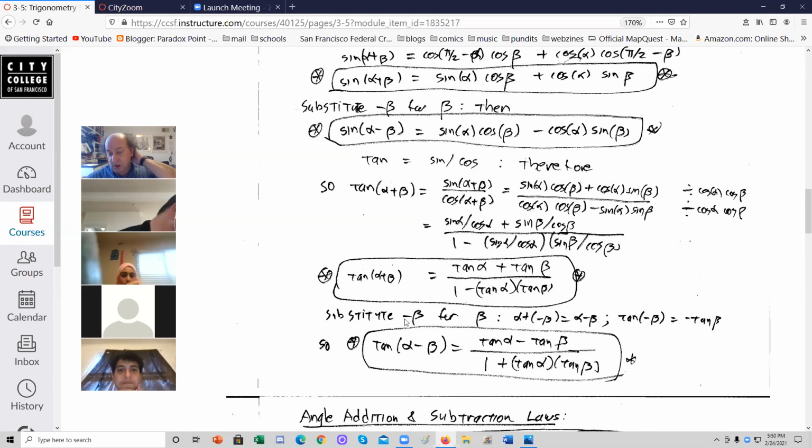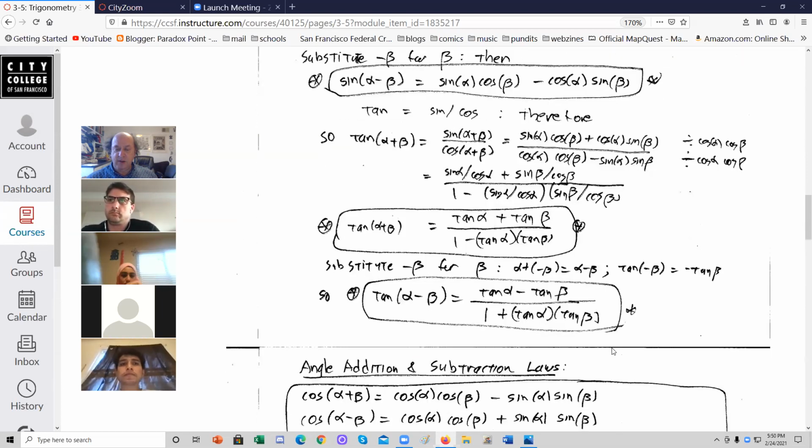And if again we substitute negative beta for beta, so you get tangent of alpha minus beta, you get tan alpha, tan of negative beta would be minus tan beta. The tan of negative beta cancels this negative. So you get tan alpha minus tan beta over 1 plus tangent alpha tangent beta.